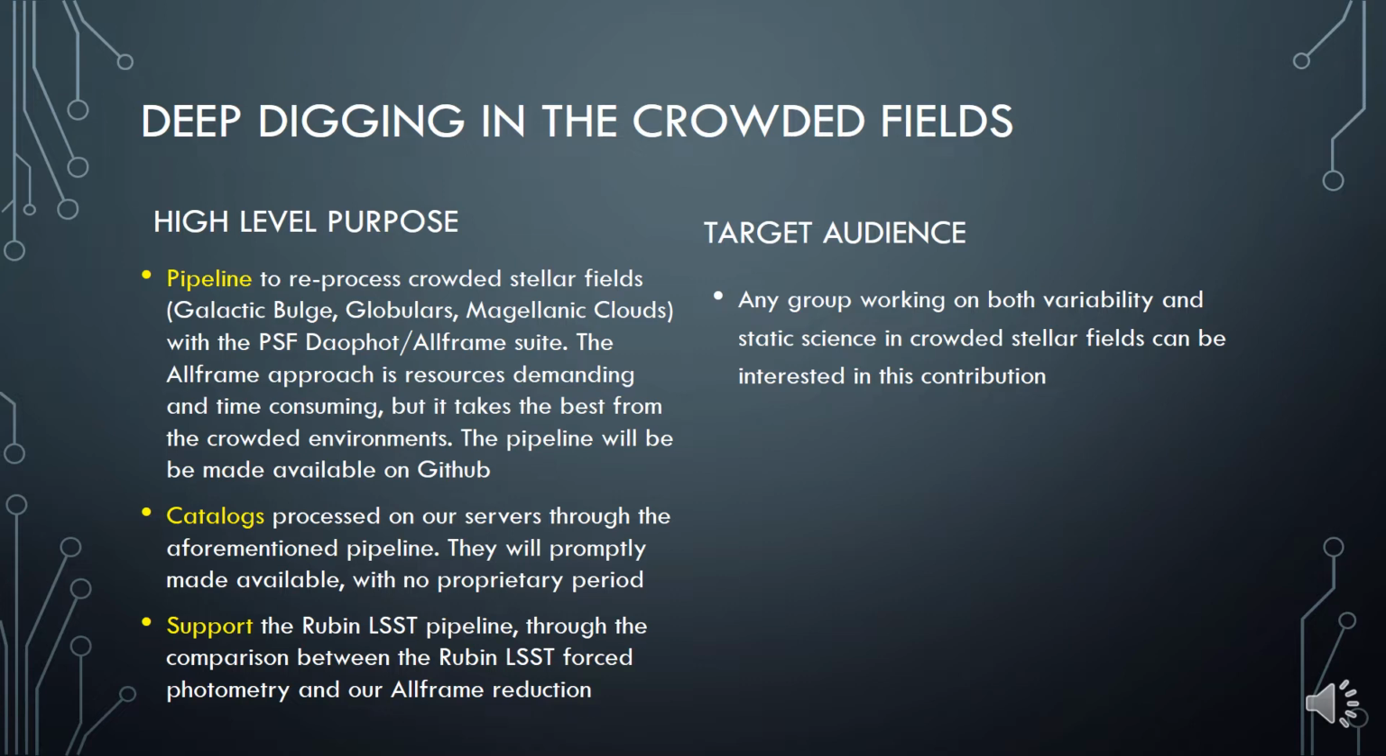The technical one is to provide a pipeline to reprocess crowded stellar fields with the ALLFRAME package, which is very resource demanding and time consuming, and the pipeline will be made available on GitHub. The catalogs processed through this pipeline will be made available with no proprietary period. And finally, we plan to support the Rubin LSST pipeline by providing a comparison between our results and the Rubin LSST results for self-photometry. The target audience is any group working on variability and stellar science.